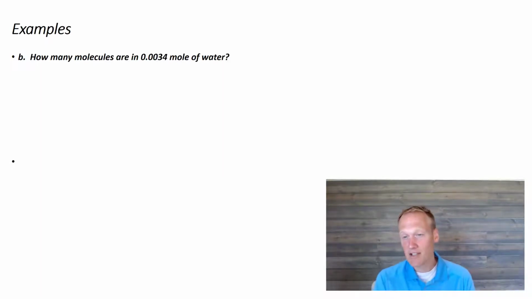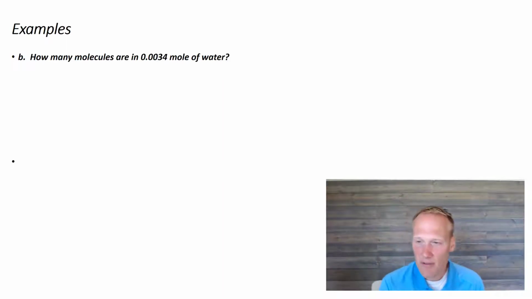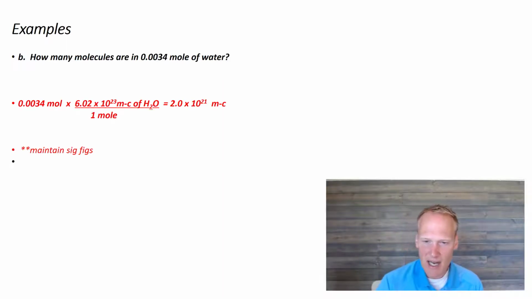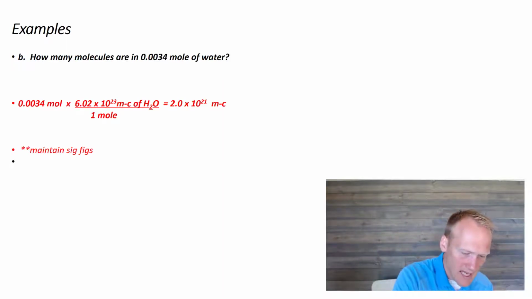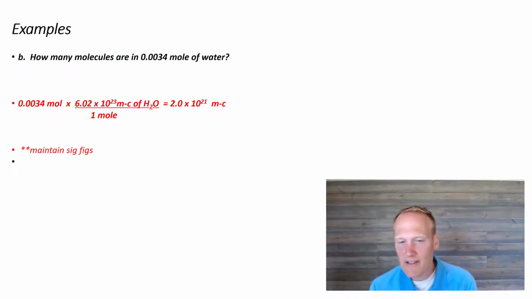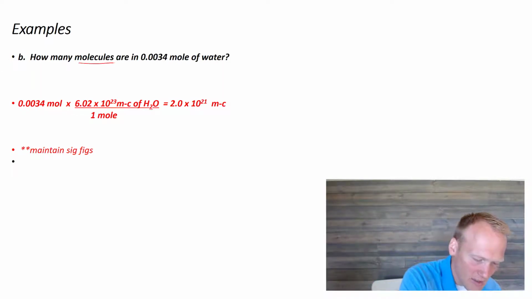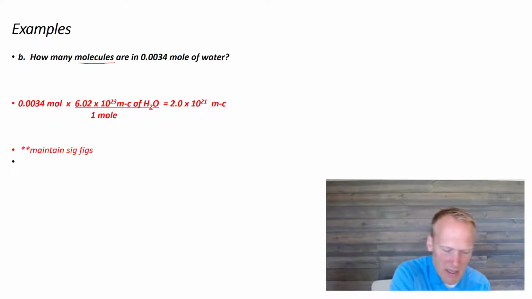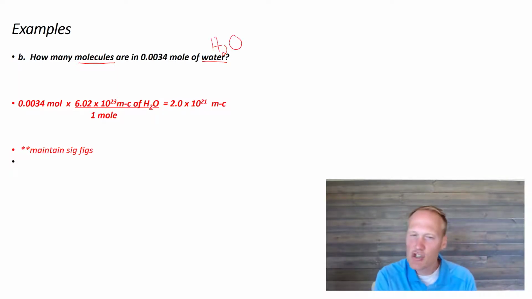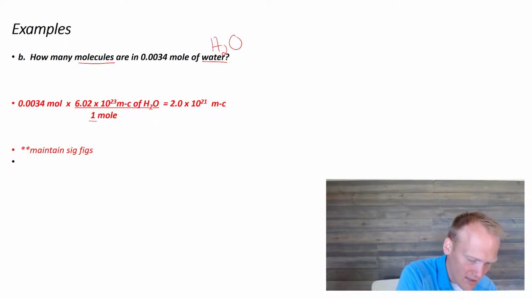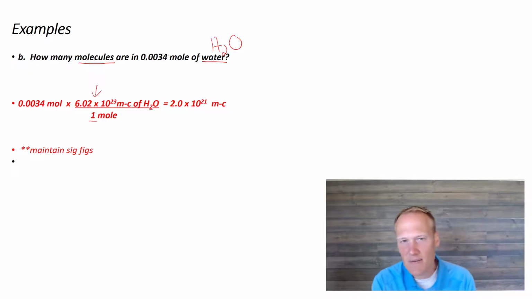How many molecules are in 0.0034 moles of water? So our given in this case is moles, which means moles is going to be at the bottom, and this is going to be at the top. The only difference here is we're dealing with molecules. Why is it molecules? Because it's water, which is H2O. It's not an atom, but you can see here that it doesn't matter what you're counting, because 1 mole of anything is 6.02 times 10 to the 23rd.